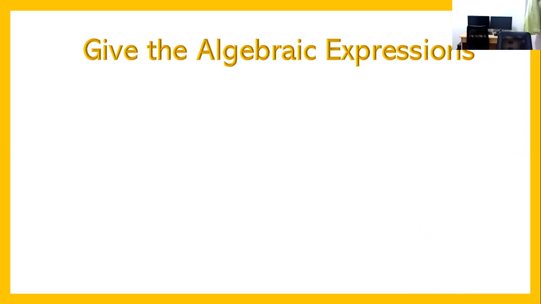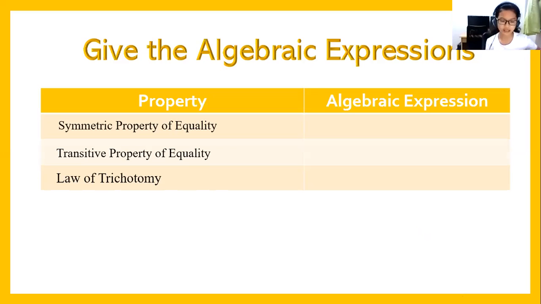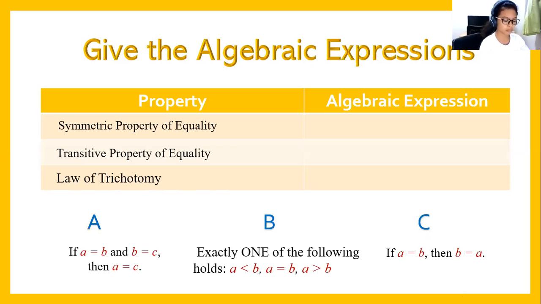Okay, let's have the last one. You have the symmetric property of equality, the transitive property of equality, and the law of trichotomy. Okay, it's not difficult.